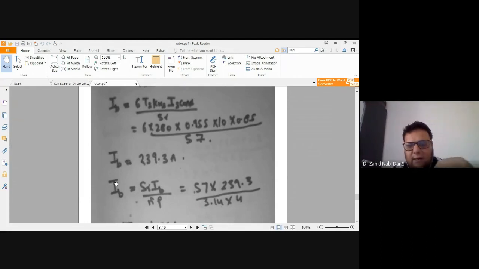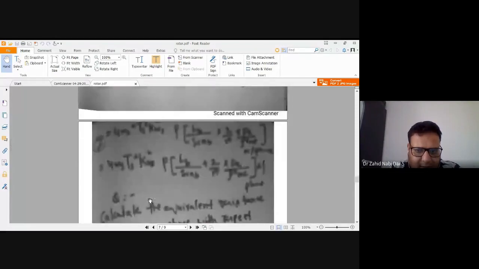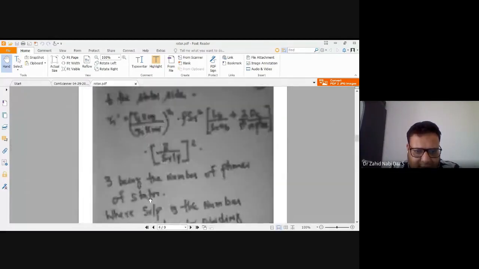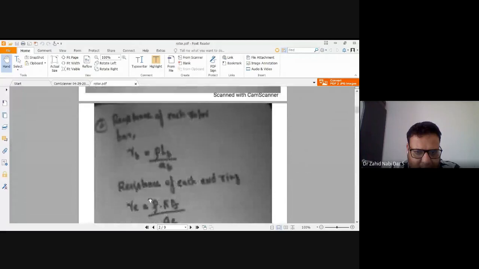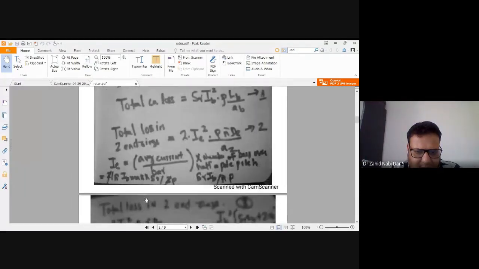Now this IB, this is actually your IE. It is not IB here; by mistake I have written it. This is your end ring current. You can relate your end ring current to SR IB pi by P. If you see in the derivation I did above, this is your resistance. Your end ring current is the average current in the bar. The average current is given by 0.637 times IB max, or 2 by pi.